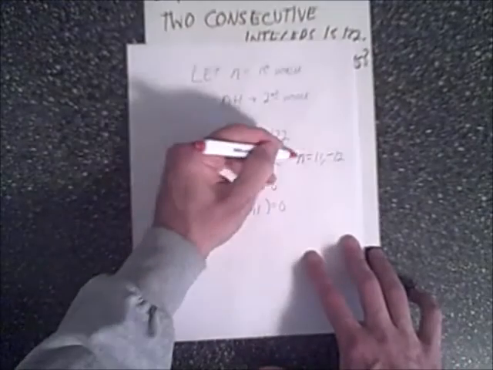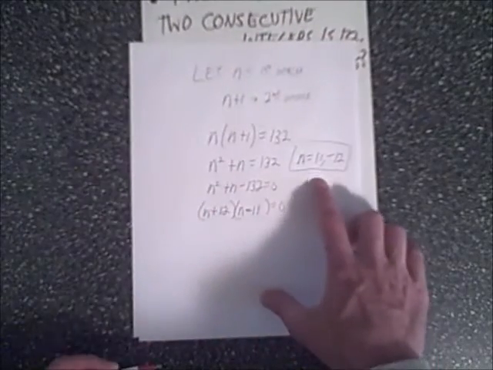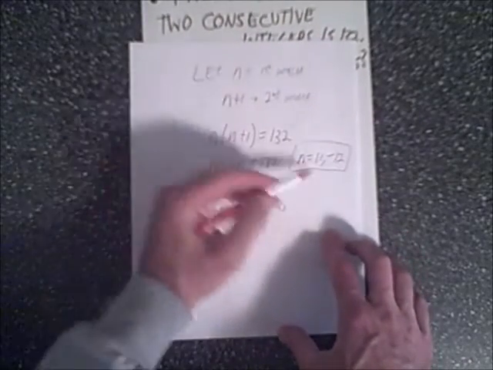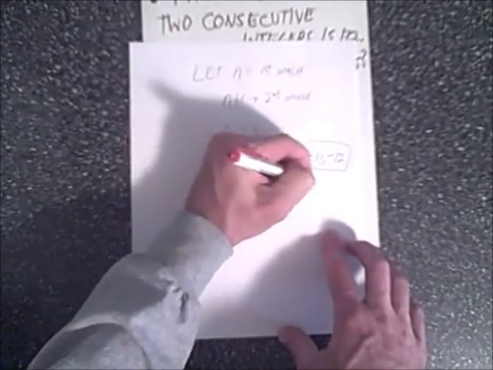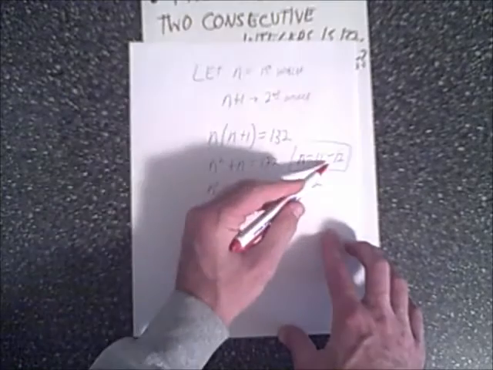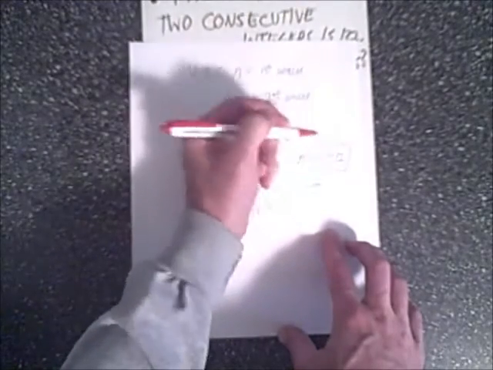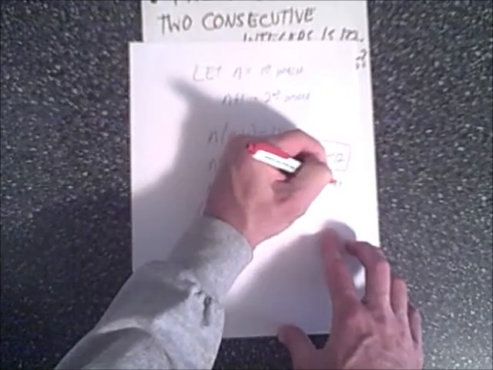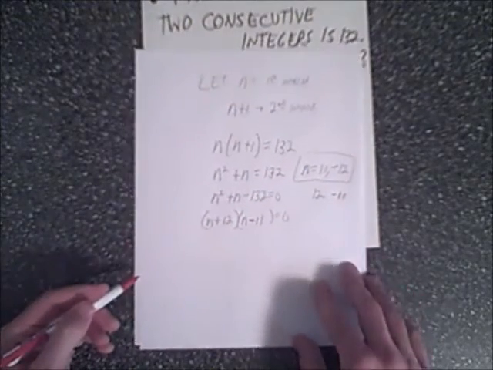Now, this is very important. Notice how we have n equals two solutions. Okay? If n equals 11, n plus 1 is 12. And if n equals negative 12, then n plus 1 equals negative 11. So we actually have two sets of solutions.